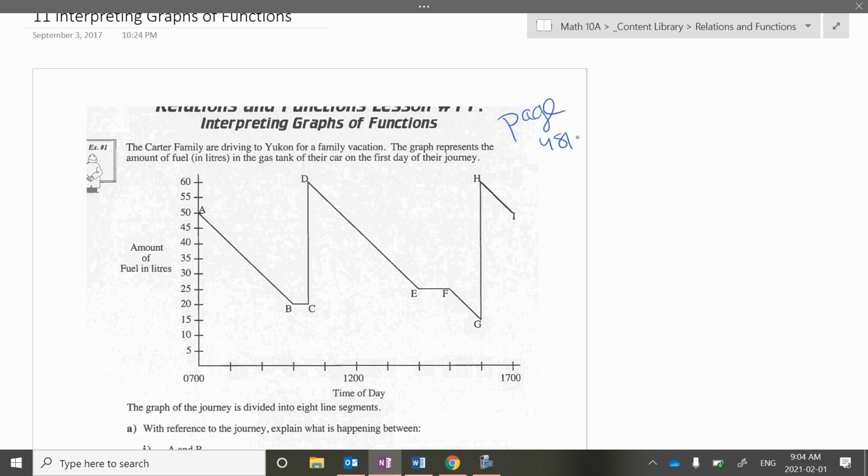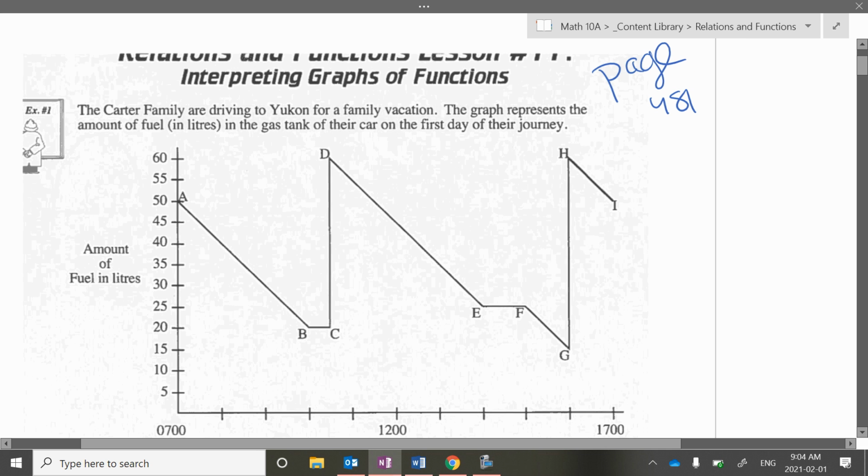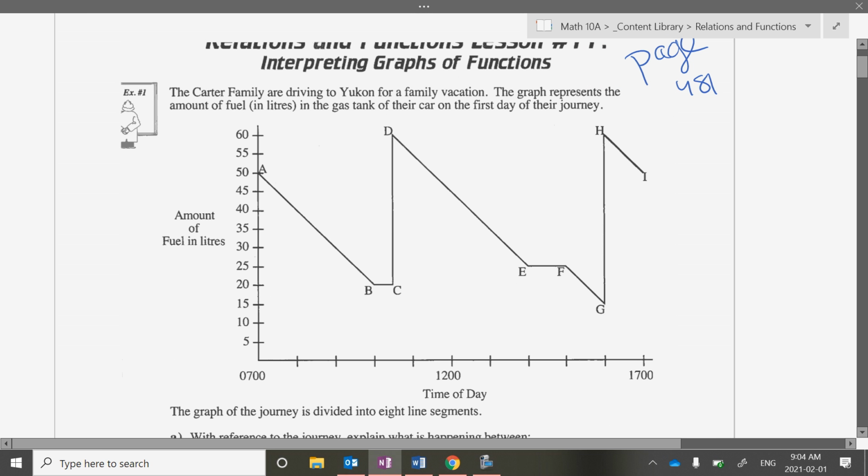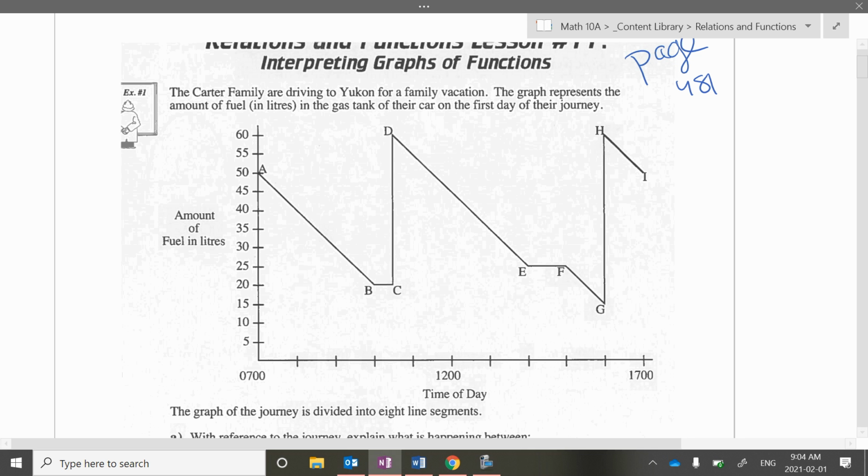So the Carter family is driving from the Yukon for a family vacation. Their journey is represented below on the graph. So take a moment. We always read our axes. That's the most helpful information for us. So we have time of day versus amount of fuel in liters. So their gas tank. Make sense?